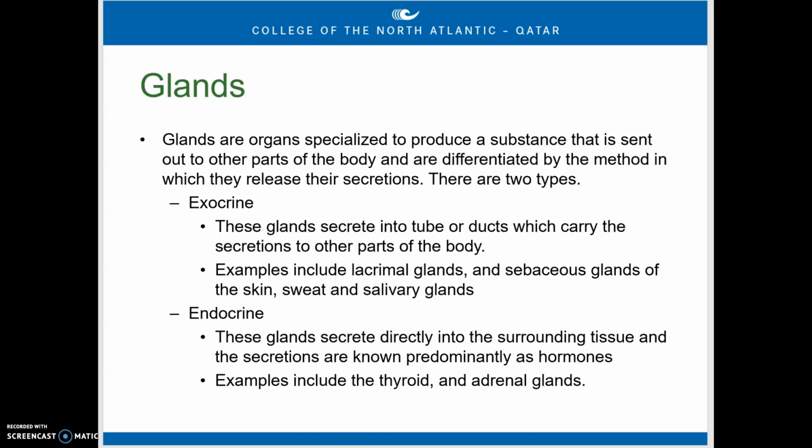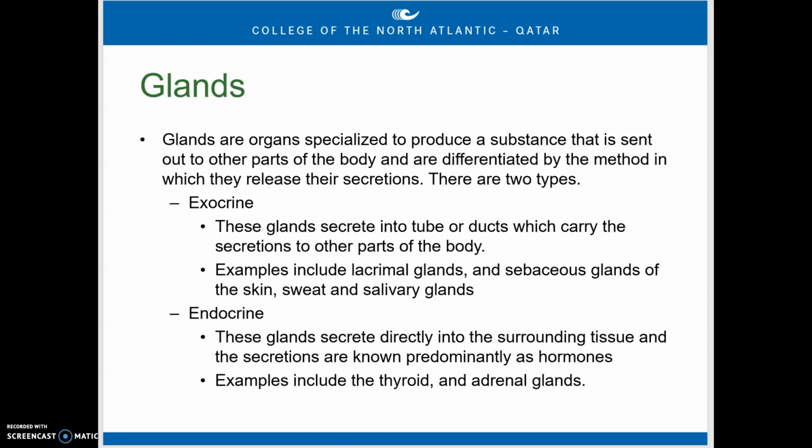And we characterize glands into two different major categories. The first ones we have are exocrine glands. In an exocrine gland, the gland will produce its hormone or its secretion, and that will be collected into a duct or a tube, and that duct or tube will carry the secretions to other parts of the body where that hormone will have an effect.